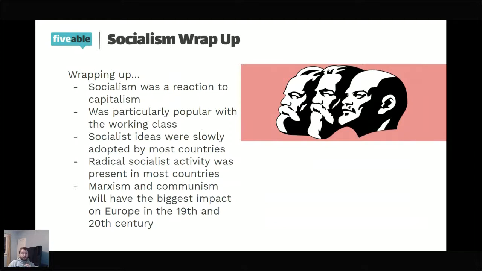And Marxism and communism will have the biggest impact on Europe in the 19th and 20th century. Marxism and communism, in terms of socialism, are going to be the biggest impacts here. And when we're thinking about socialism, and this is one of the last things I'll say, we should remember that this is people questioning society and industrial society and wondering, why are workers, who are this integral part of the process, why aren't they given more rights? Why aren't they given a bigger piece of the pie?